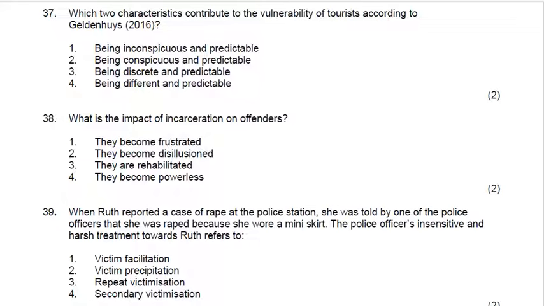Okay. 38. What is the impact of incarceration of offenders? The answer is 4. They become powerless. This is found on page 132 of our study guide.